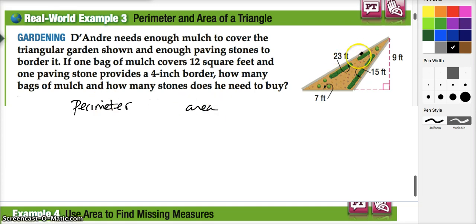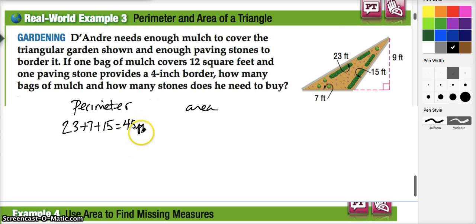To find the perimeter, we need to add up all 3 sides, which makes total sense. So we will be adding 23 plus 7 plus 15 feet. When we add up those 3 sides, we get 30 here plus that, we get 45 feet squared. Not squared, just 45 feet, my fault.